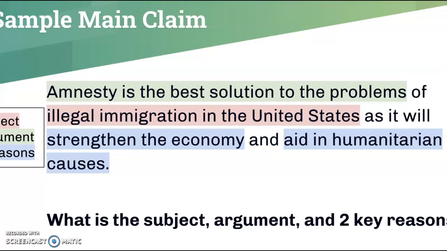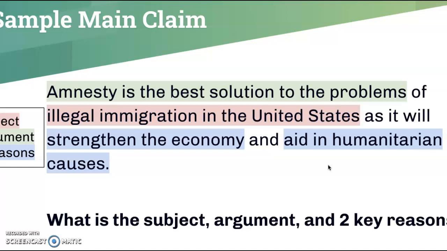Alrighty, hopefully you guys got these. The subject is going to be illegal immigration in the United States. The argument is going to be that amnesty is the best solution to that problem. And the two key reasons are strengthening the economy and aiding in humanitarian causes. So that really shows us the subject, argument, and two key reasons why.